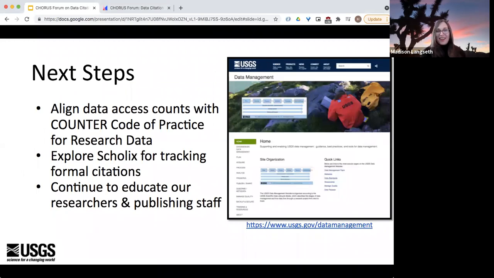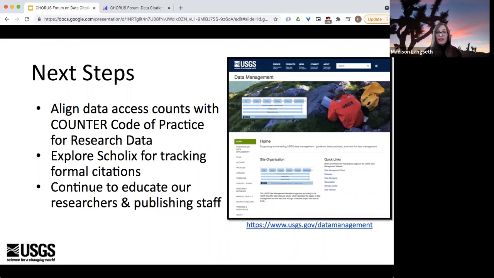So what are our next steps at USGS? Well, first, we need to revisit the COUNTER Code of Practice for Research Data to ensure that the counts that we are providing for our data access counts are standardized and comparable with the rest of the scientific community.